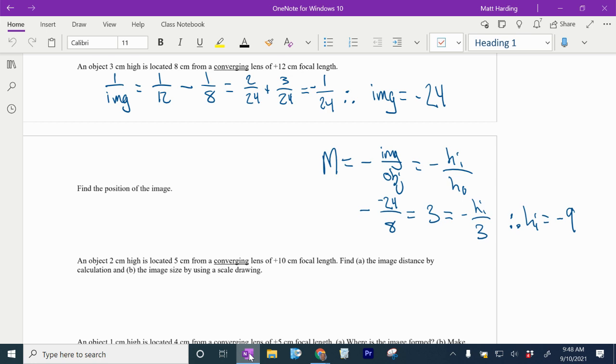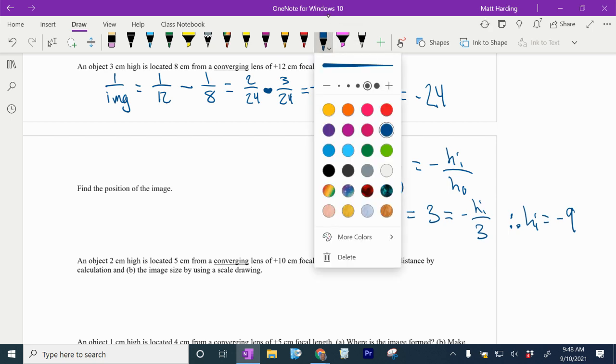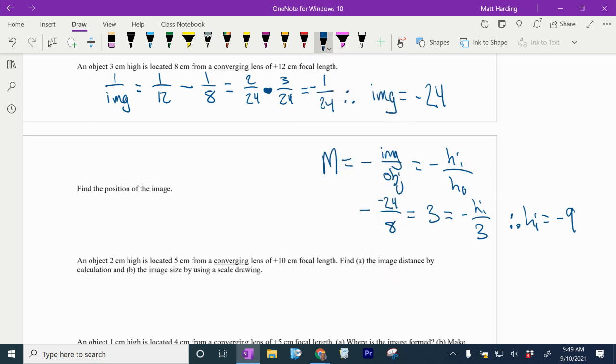So I've already got it set up with 1 over the focal length minus 1 over the object distance. So that's 1 over 12 minus 1 over 8. 2/24. I don't know why that's plus there. That shouldn't be. Let's fix that. 2/24 minus 3/24. And so I'm going to end up with a negative value.